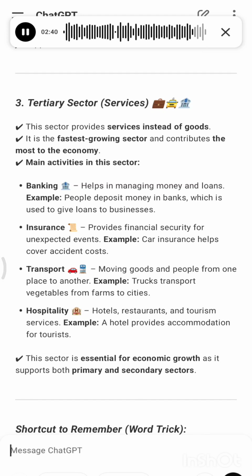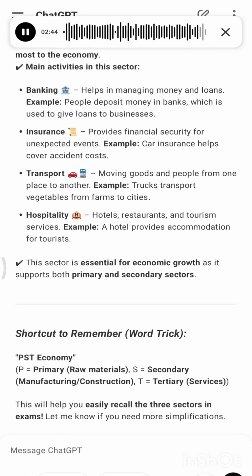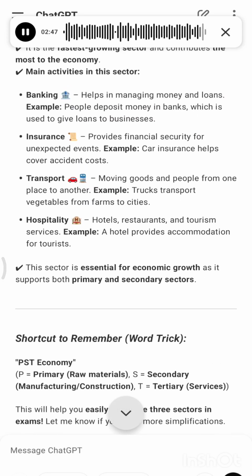Shortcut to remember, work PST economy. P equals primary, raw materials. S equals secondary, manufacturing, construction. T equals tertiary, services. This will help you easily recall the 3 sectors in exams. Let me know if you need more simplifications.